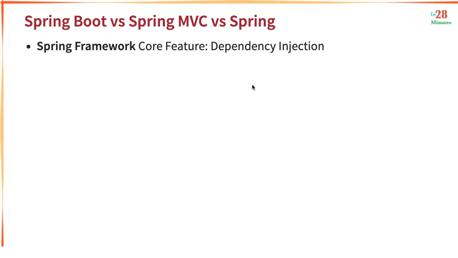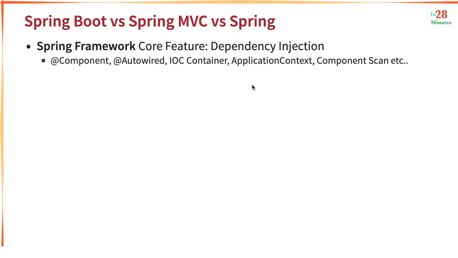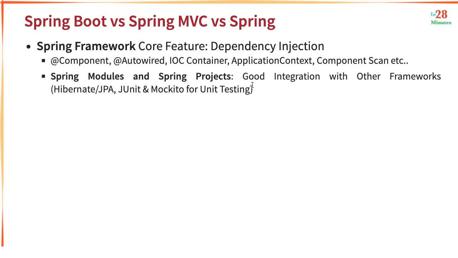The core feature of Spring Framework is dependency injection. You'd want to define your beans and auto-wire your dependencies. That's the most important feature of the Spring Framework. So things like @Component, @Autowired, IOC container, application context, component scan. These are all the things that Spring Framework enables. Spring also provides a number of modules and a number of projects.